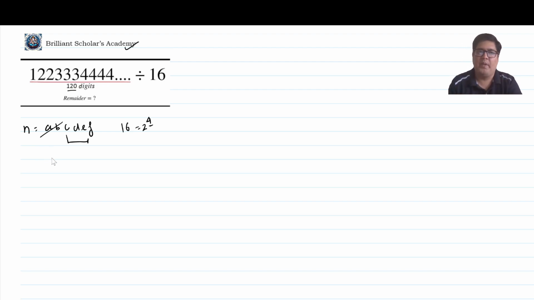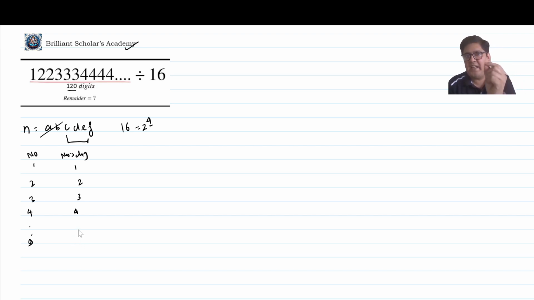So for 1, 2, 2, 3, 3, 3, 4, 4, 4, 4, I need to find out when the 120 digits will be complete. So look at this. The number is 1. The number of digits is also 1. The number is 2. Digits are 2. The number is 3. I am counting 3 digits. See, I am adding natural numbers to count digits. The number is 4. I am counting 4 digits. This will continue up till 9. When I write 9, 9 times, I am counting 9 digits.